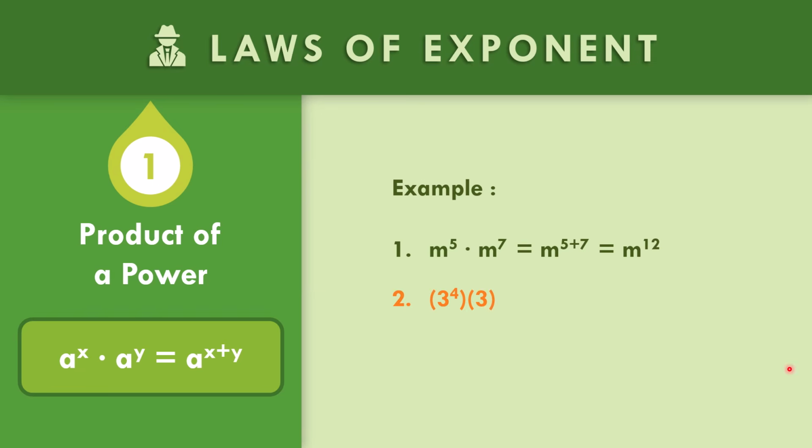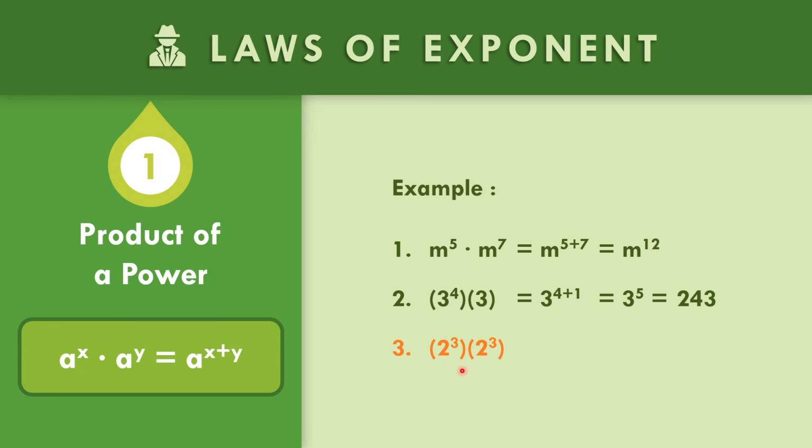How about number 2? 3 to the 4th, multiplied with 3. So same base. The exponent of 3 is 1. So that becomes 3 to the 4 plus 1. 4 plus 1, that is equal to 5. Copy the base 3 and then 5. 3 to the 5th power, it means you need to multiply 3 5 times. So it means 3 times 3 times 3 times 3 times 3. So that becomes 243.